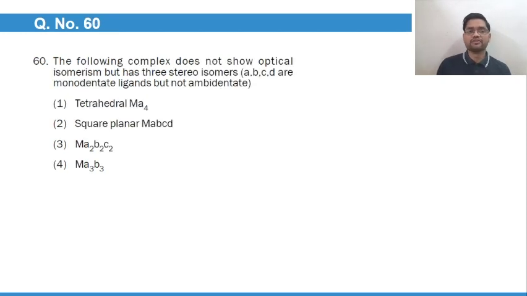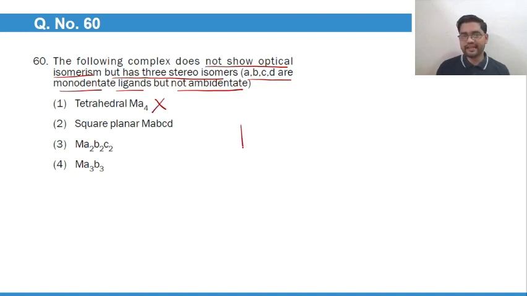60. The following complex does not show optical isomerism but has 3 stereoisomers. ABCD are monodentate ligands but not ambidentate. So tetrahedral MA4 cannot show geometrical isomerism, and certainly it cannot show stereoisomerism as well, because all are the same. Square planar MABCD, yes, it can show, right?